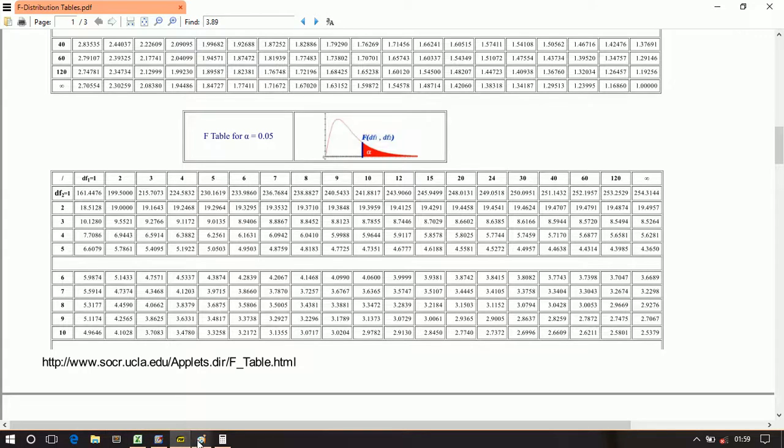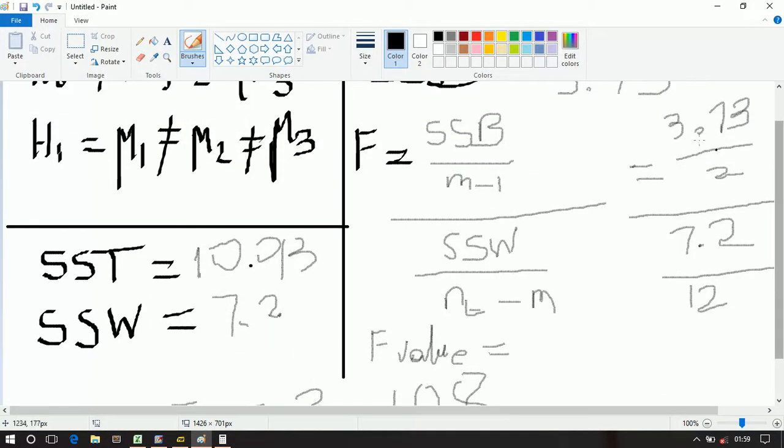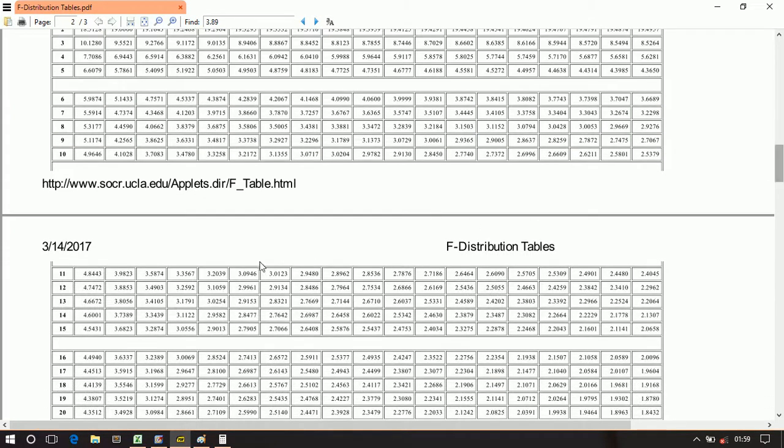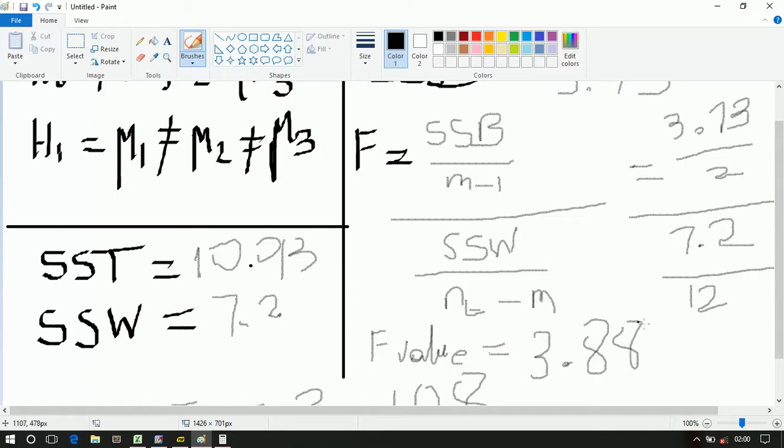If you see in my manual calculation, the numerator is given as 2, which is m minus 1, and the denominator is 12. So let's check the corresponding value for 2 and 12. If you see the table, we got 3.885.